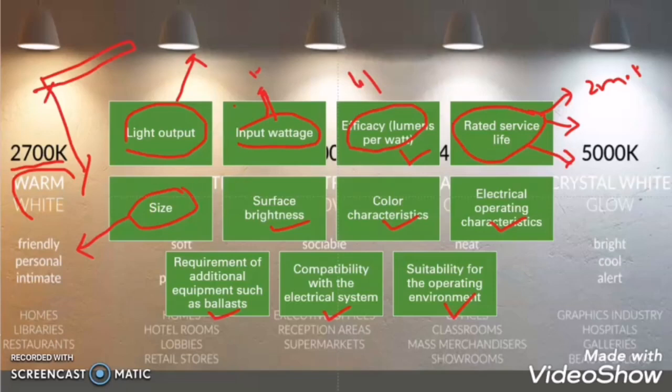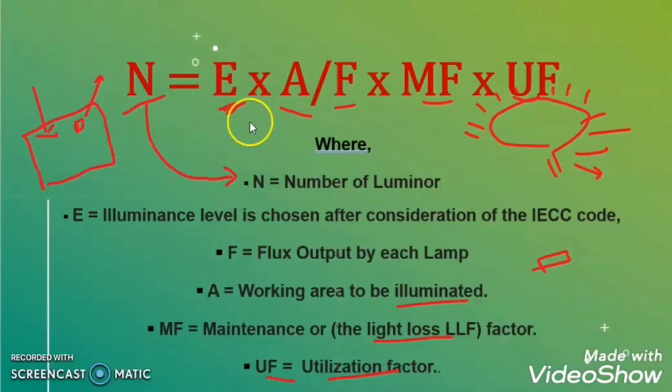Okay, now let's get back to our original topic. As I told you in the beginning, in order to calculate how many luminaires need to be fixed in a given space, we need to know the luminance level, which depends on the standard codes, the area of the given space, and the luminance produced by a single light fixture or luminaire, which is called F, and the maintenance factor and utilization factor.